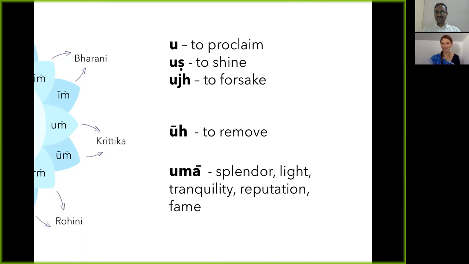The deity of Bharani Nakshatra, which we were speaking about yesterday. And I particularly like that one of the names of Parvati, Uma, also starts from the mantra for Krittika Nakshatra. And Uma means splendor, light, tranquility, but also reputation and fame. So all these topics are very deeply interconnected with Krittika Nakshatra.